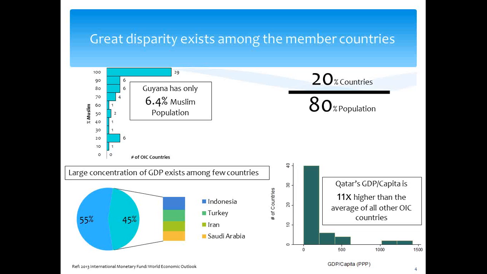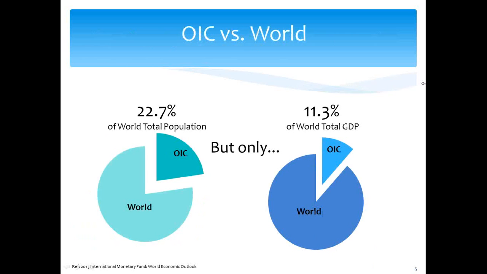It is the same case with the GDP. We can see that the large concentration of GDP exists amongst few countries. So these countries are Indonesia, Turkey, Iran, and Saudi Arabia, and they have 45% of the total GDP. And looking at GDP per capita, we can see the same situation applies, where Qatar has, by a large factor, almost 11 times higher GDP per capita than the average of all the OIC countries. Now, so we see there is great disparity within the OIC. Now, comparing OIC with the world, and Professor Hejazi touched on this in the introduction.